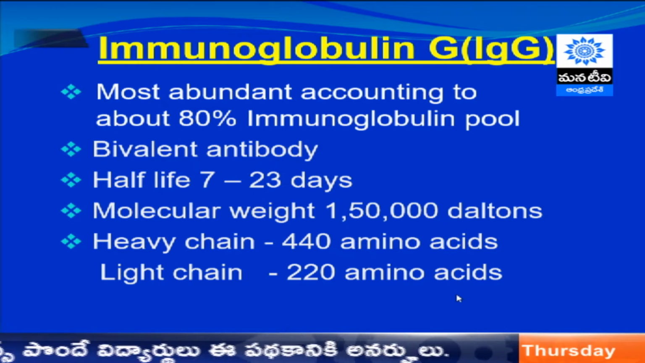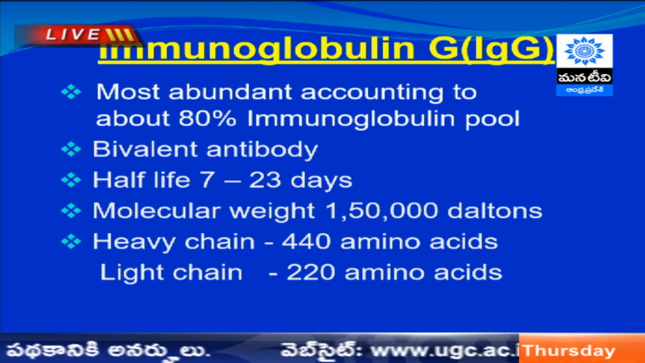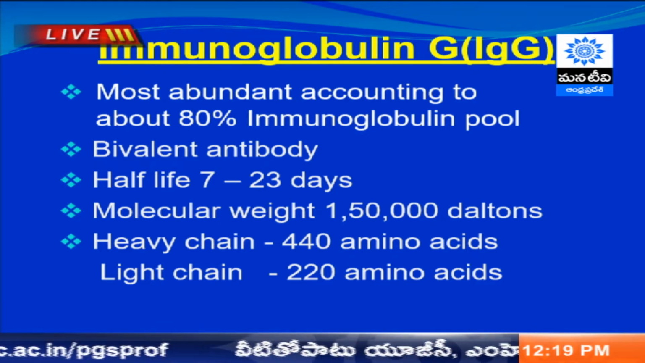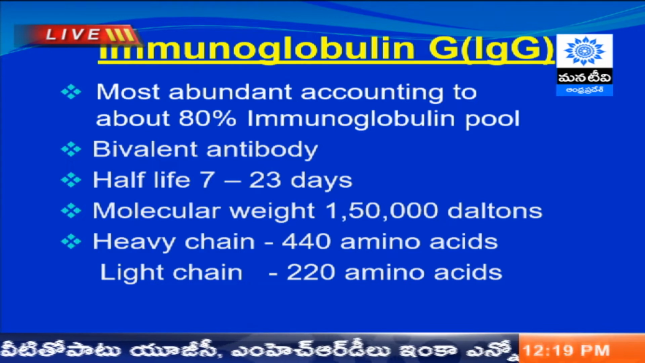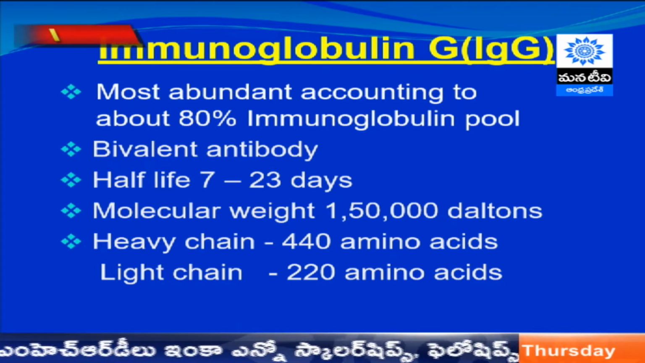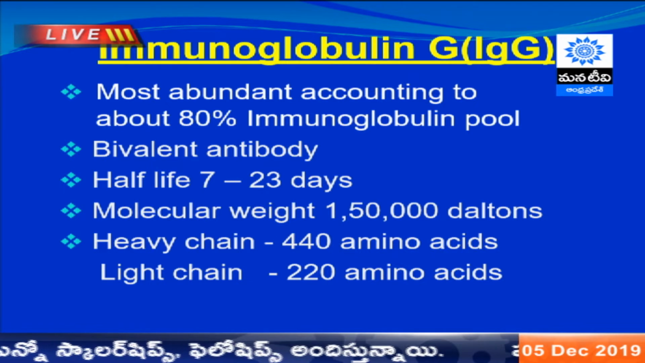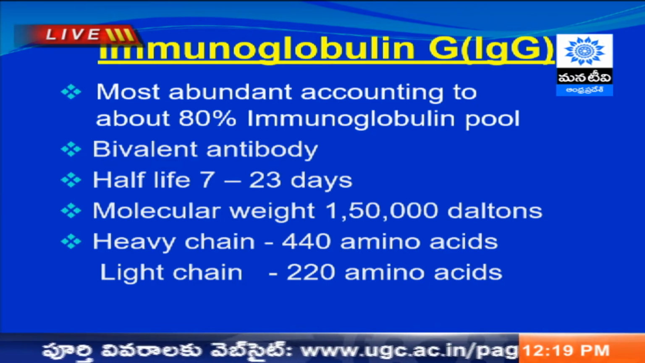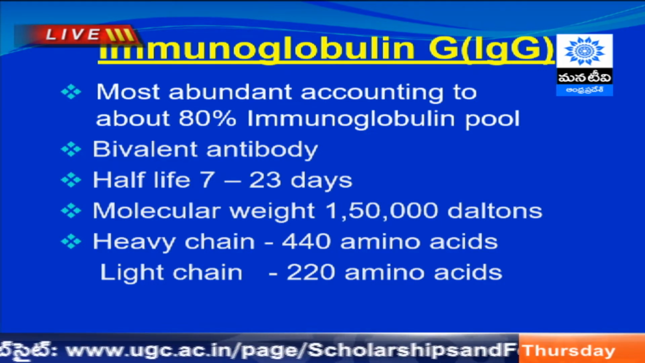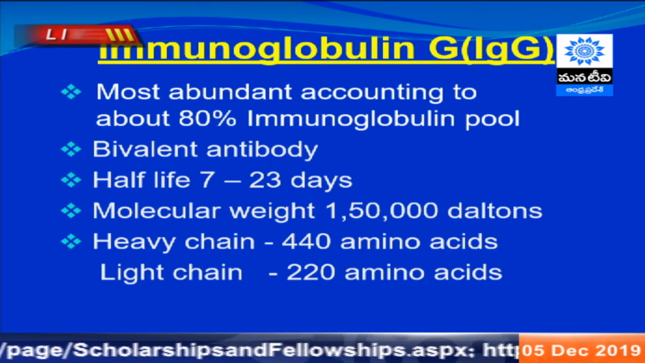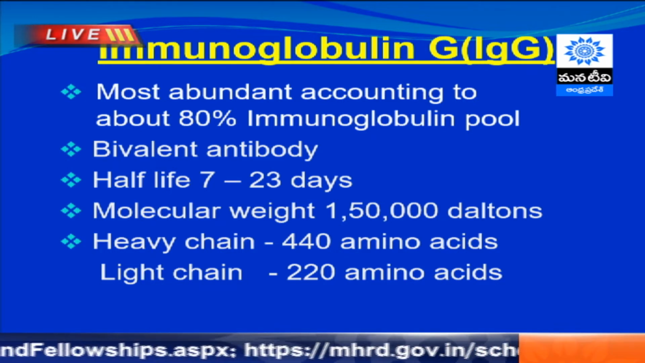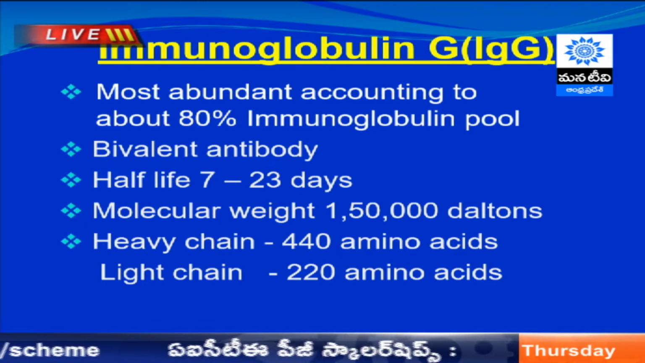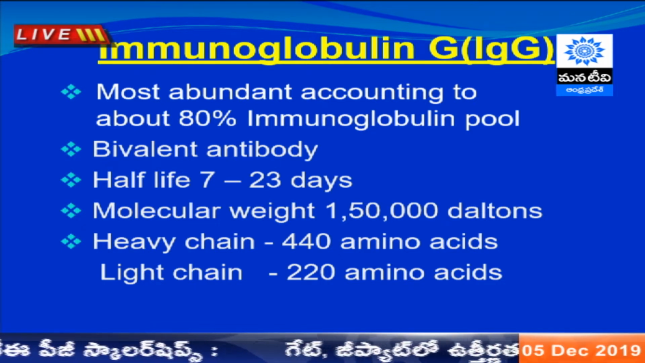This is the most abundant immunoglobulin among the immunoglobulin pool, accounting for about 80% of the total immunoglobulin pool. It is a bivalent antibody. It has a half life of 7 to 23 days. It has a molecular weight of 1,50,000 Daltons. As it is a bivalent antibody, it has a heavy chain and a light chain. The heavy chain is composed of 440 amino acids and the light chain is composed of 220 amino acids.